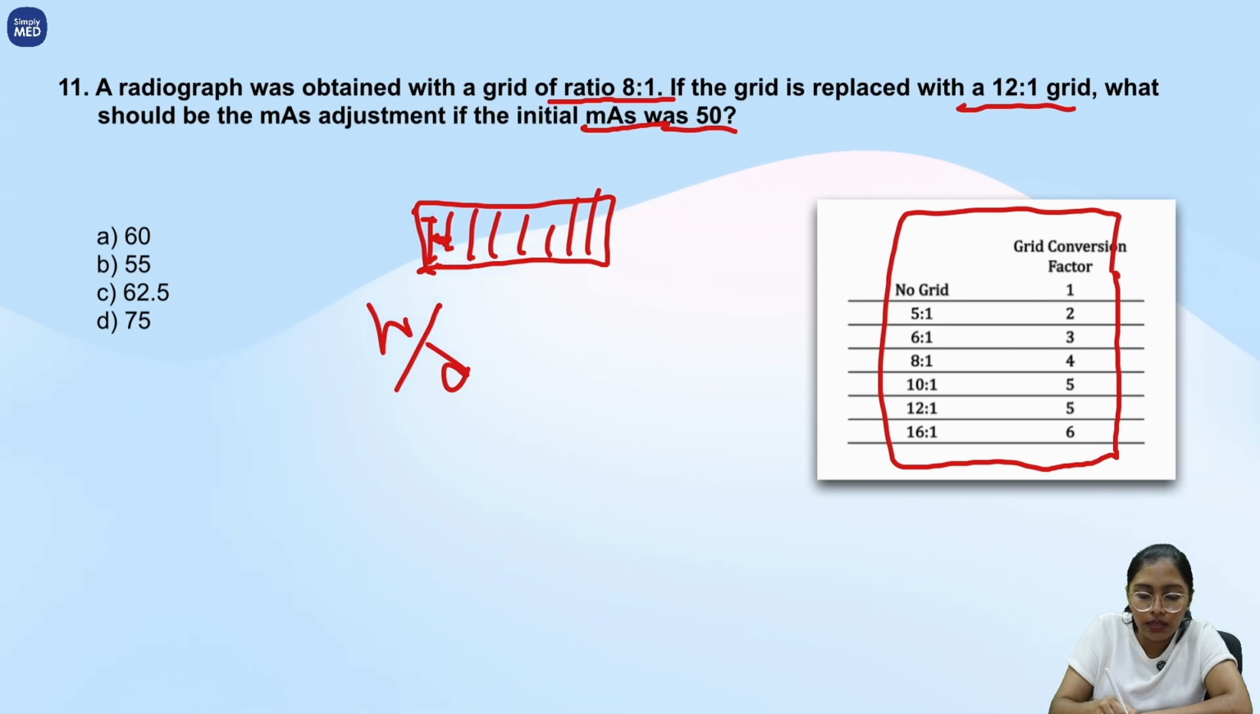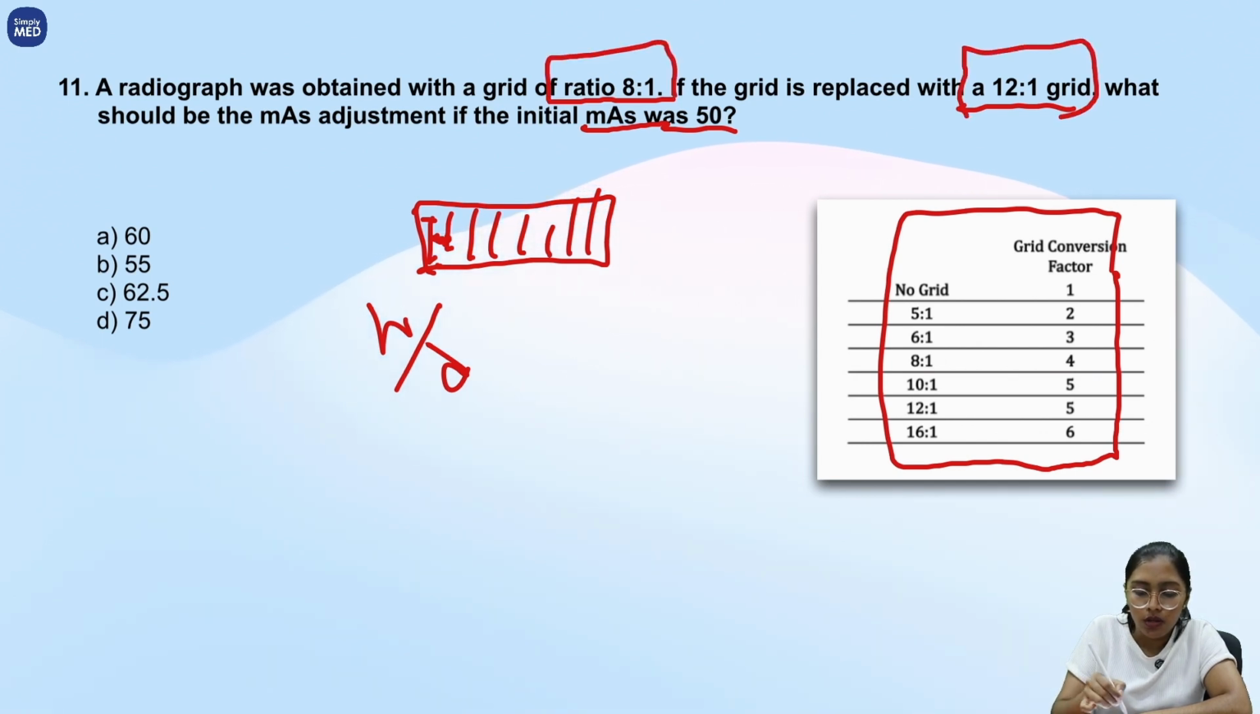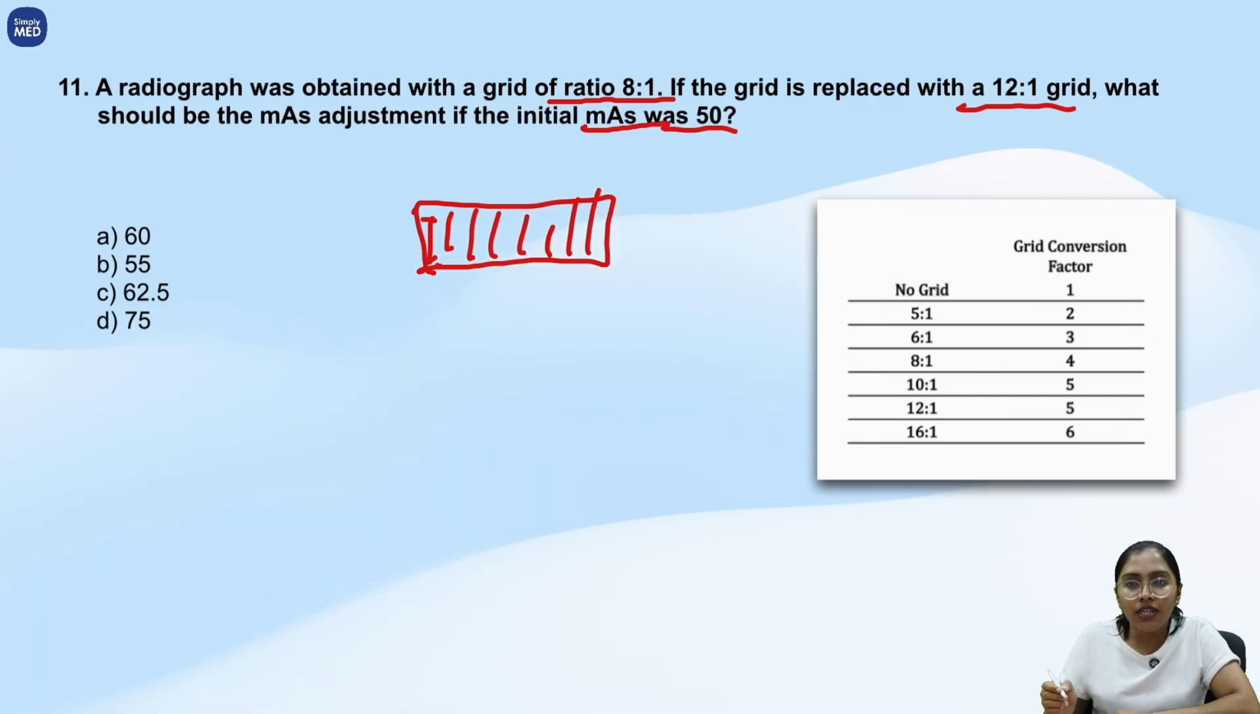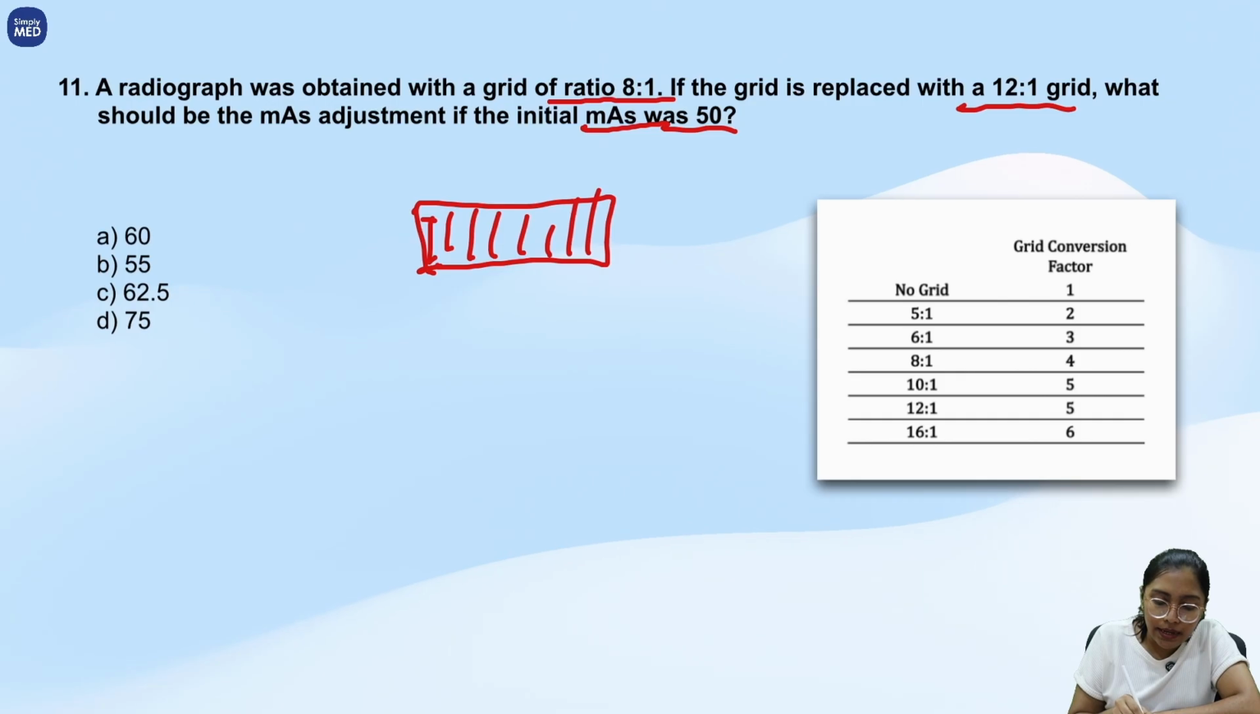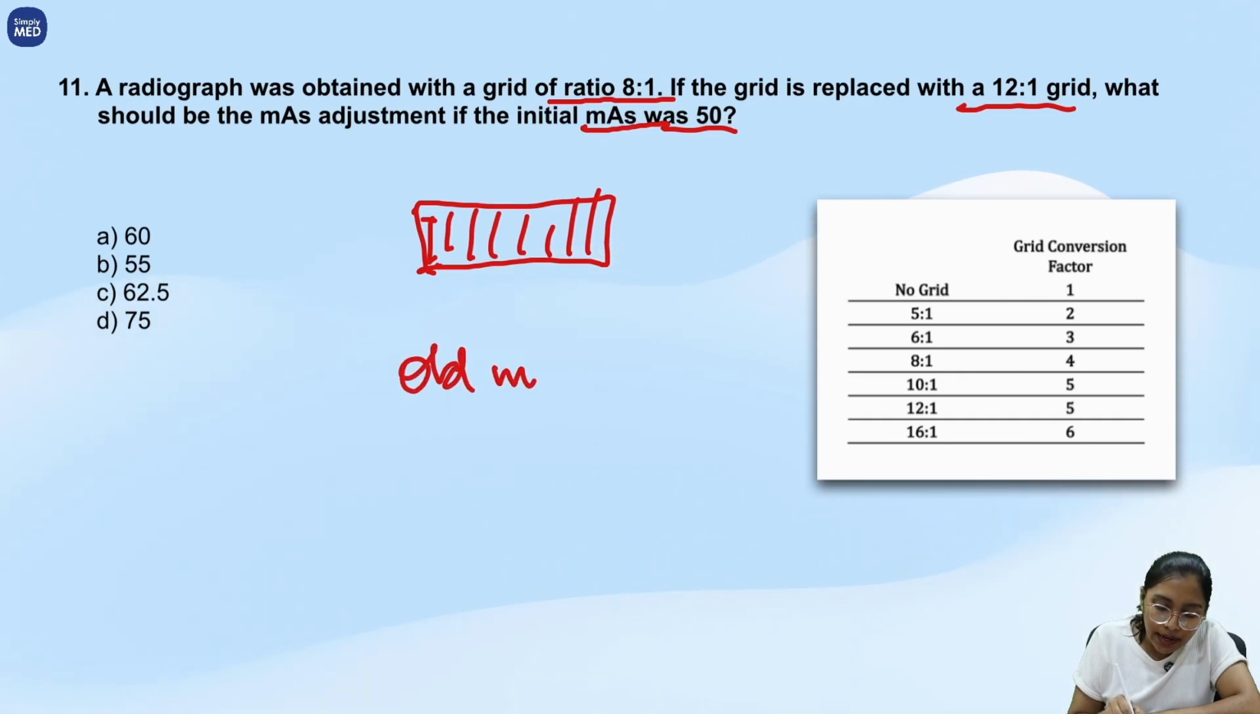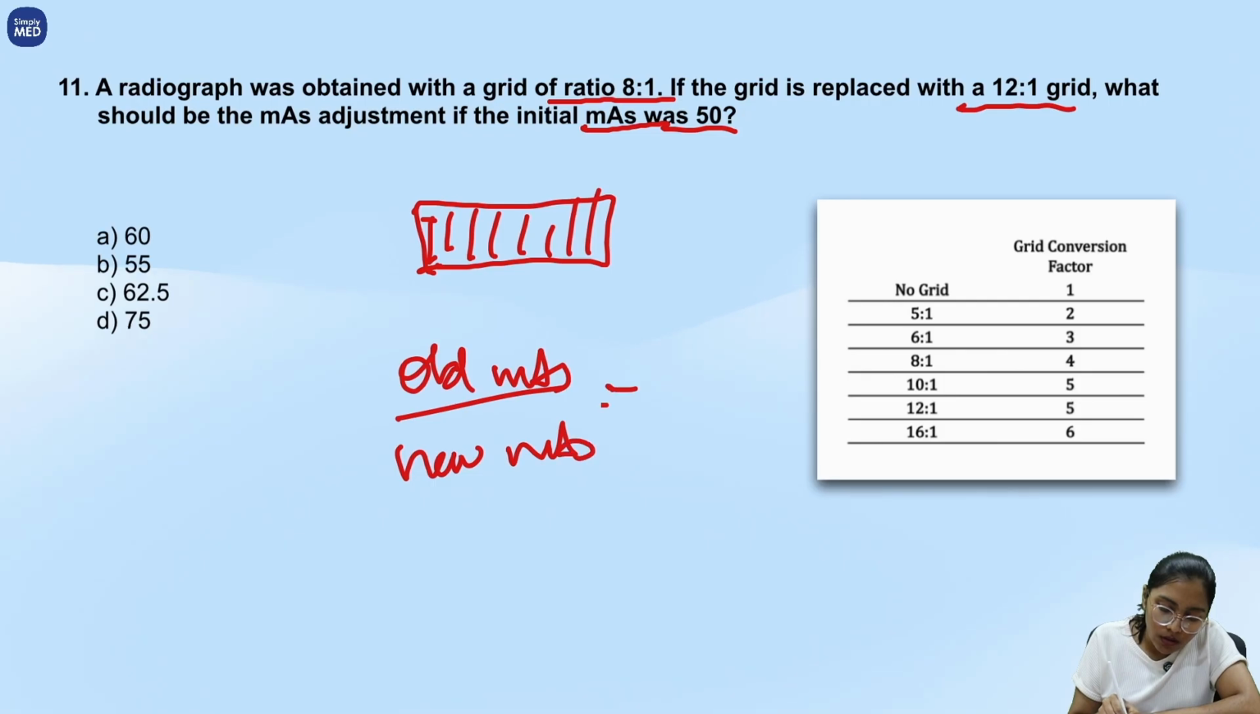Now we have the equation to calculate the new mAs. We were given the initial grid ratio, the second grid ratio, and the initial mAs. So the equation here is: old mAs divided by new mAs is equal to old grid factor divided by new grid factor.